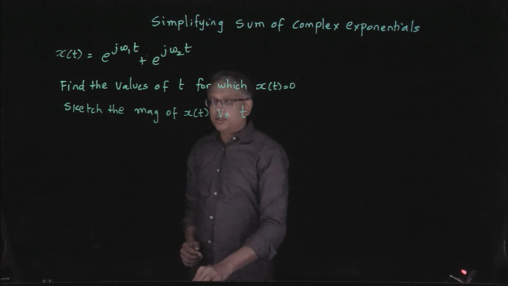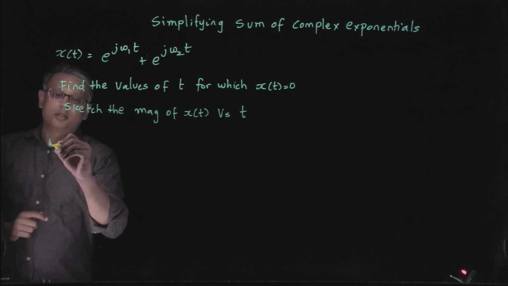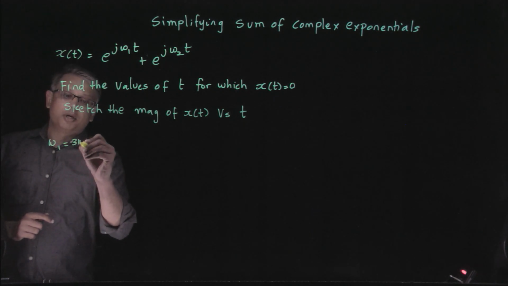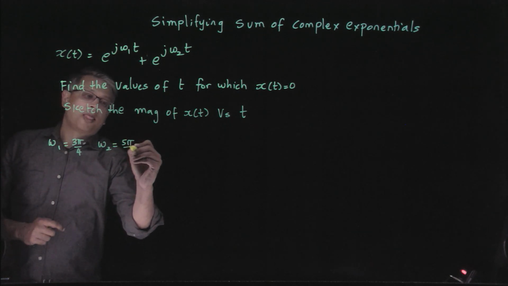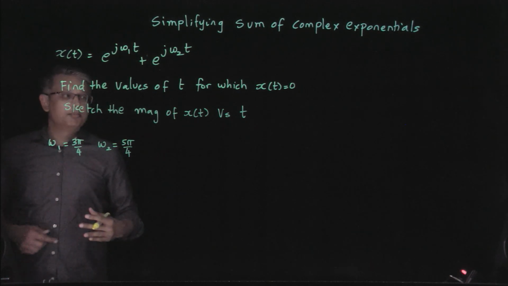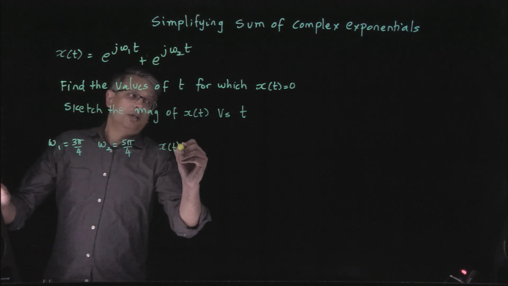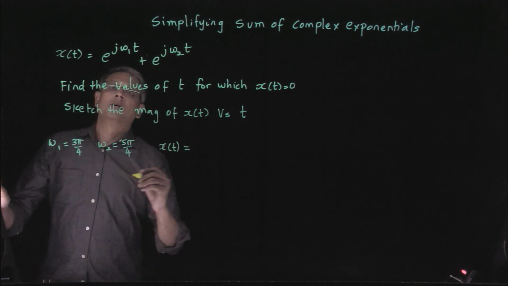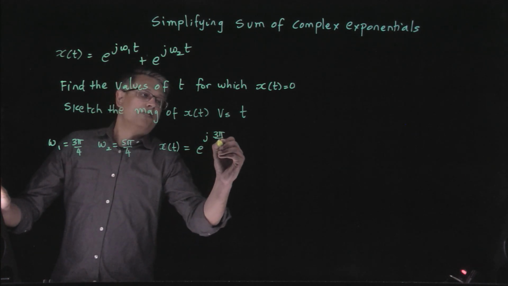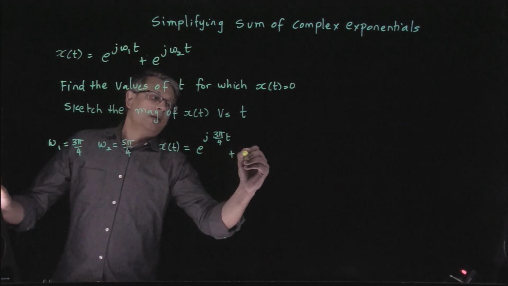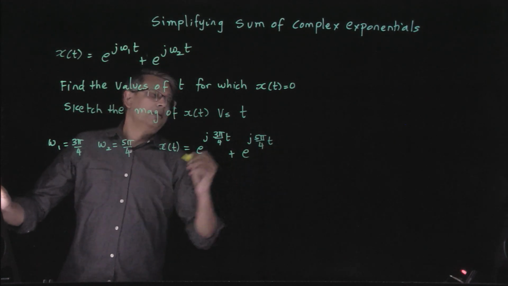And to tell you how the trick works, let me give you an example. So let's take an example with omega 1 being 3 pi over 4 and omega 2 being 5 pi over 4. And you will get the main idea from the example, and then we can generalize. So in this case, x of t is e to the j 3 pi over 4 times t plus e to the j 5 pi over 4 times t.